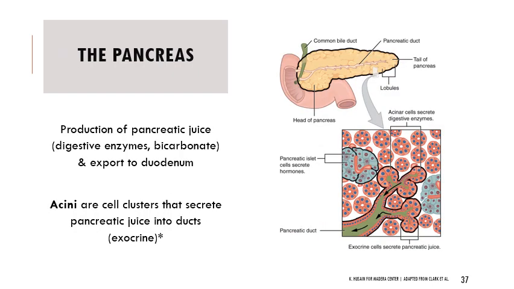The pancreas is really important for producing pancreatic juice, which has a lot of bicarbonate as well as digestive enzymes. So this is very important for control of the pH of chyme moving from the stomach into your small intestine. We also have these cell clusters called acini that secrete pancreatic juice.